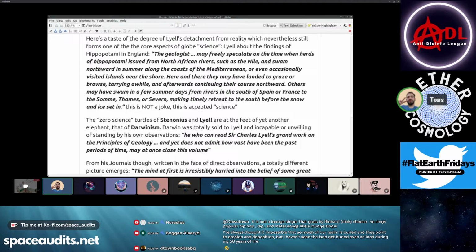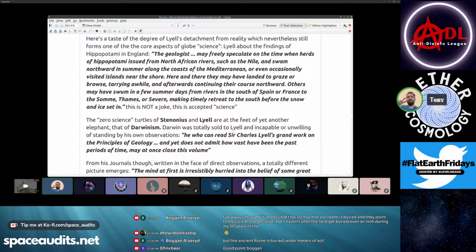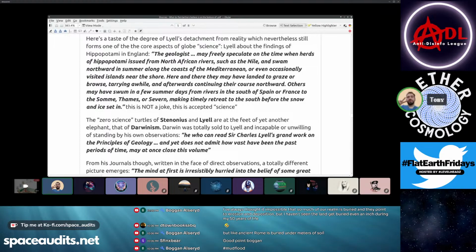Here's a taste from the degree of Lyell's detachment from reality, which nevertheless still forms one of the core aspects of globe science, quote unquote. Lyell about the findings of hippopotamus in England. The geologist may freely speculate on the time when hippopotami issued from North African rivers such as the Nile and swam northward in summer along the coast of the Mediterranean, or even occasionally visited islands near the shore. Here and there, they may have landed to graze or browse, tarrying a while and afterwards continuing their course northward.